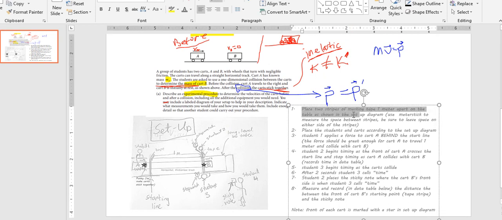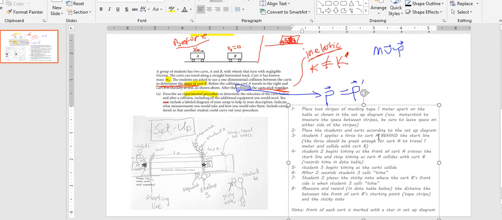Place 2 stripes of masking tape 1 meter apart on the table as shown in the setup diagram. Use a meter stick to measure the space between the stripes. Be sure to leave space on either side of the stripes. Place the students and carts according to the setup diagram. Student 1 applies a force to cart A behind the start line.